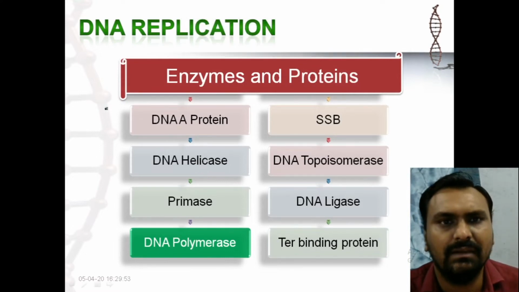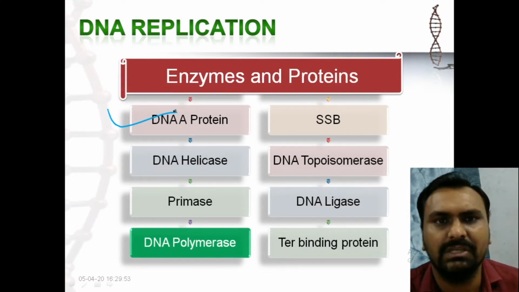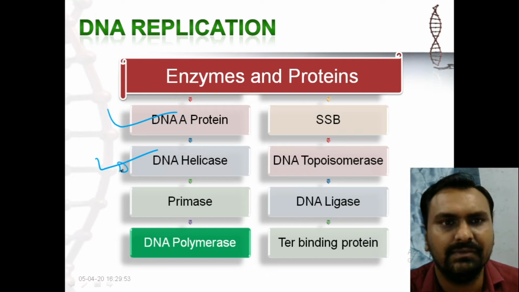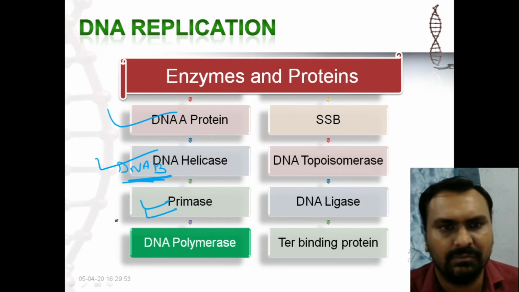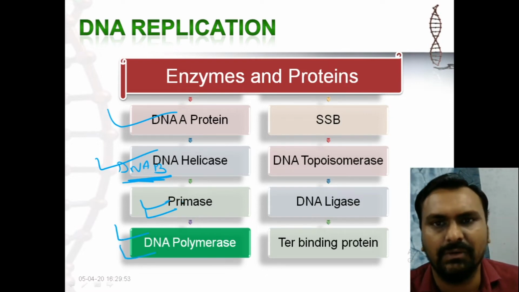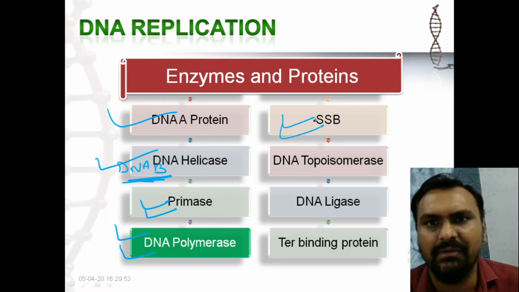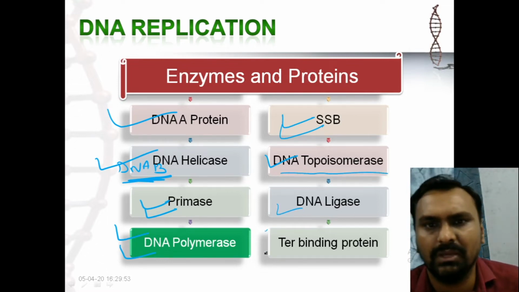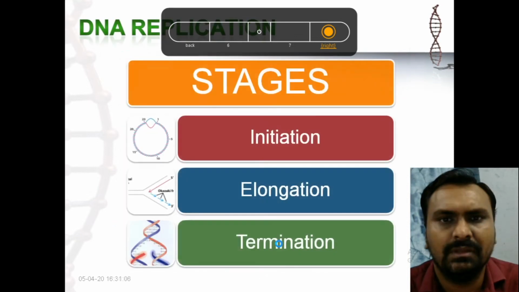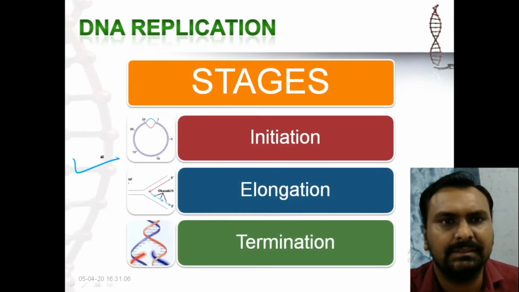Okay. So again I revise: DnaA protein will bind with the origin of replication, DNA helicase, which is also called DnaB, will unwind the DNA, primase will add the primer, so that DNA polymerase will add the nucleotide. Single stranded binding protein will prevent the rejoining of the separated DNA strands. DNA topoisomerase will prevent supercoiling. DNA ligase will join the DNA molecule. So there are three stages. One is initiation, elongation, and termination.